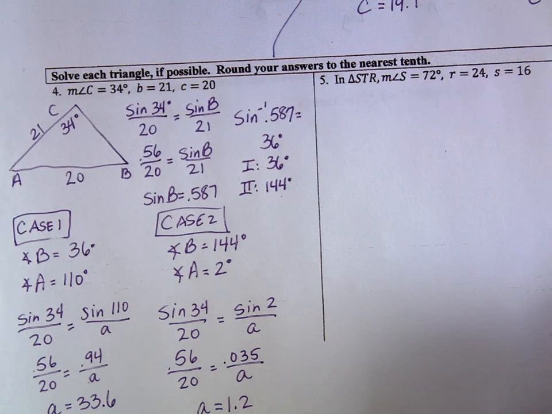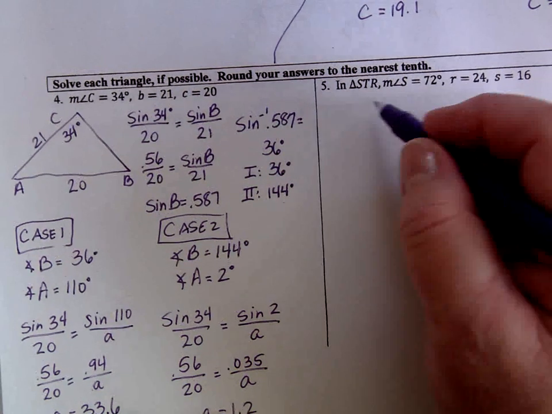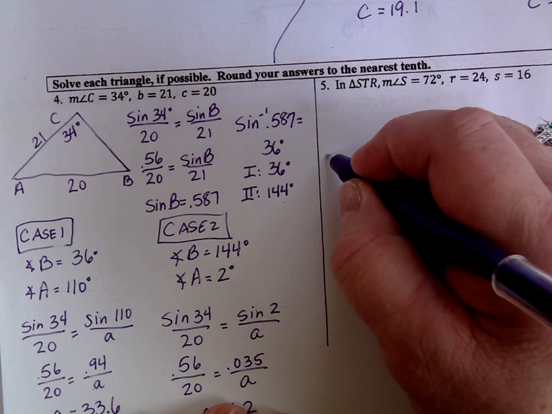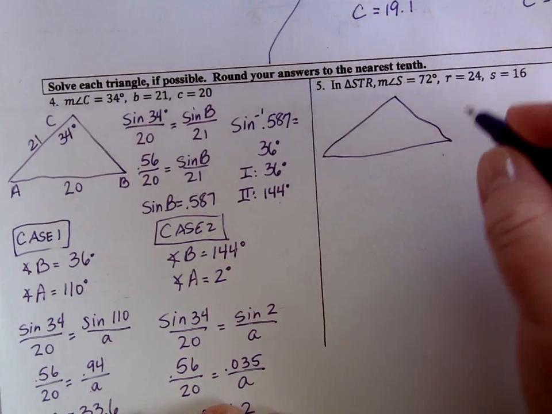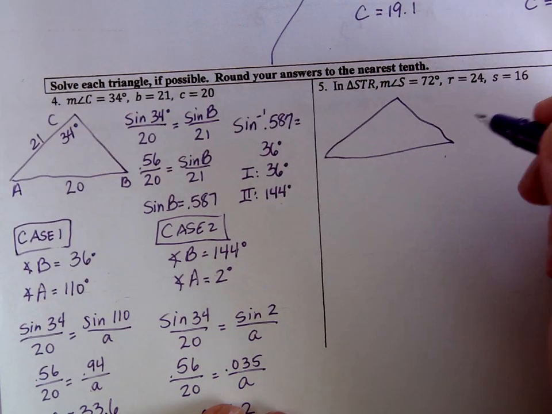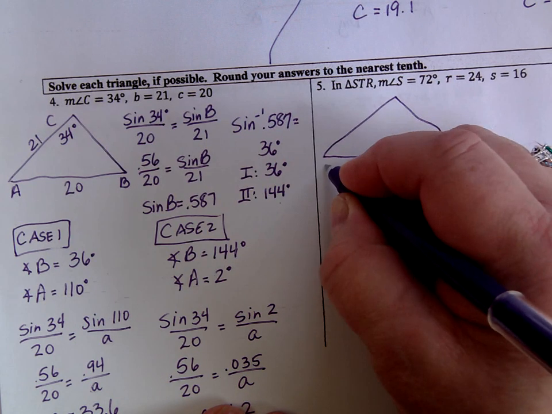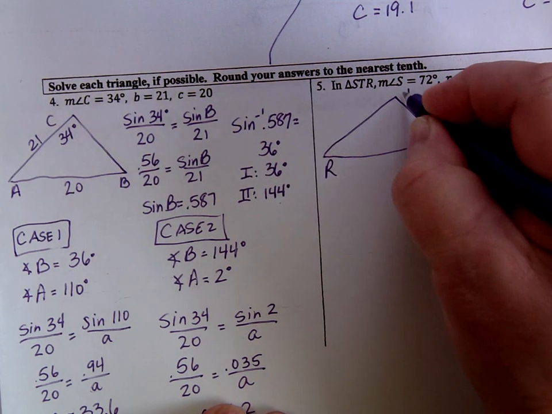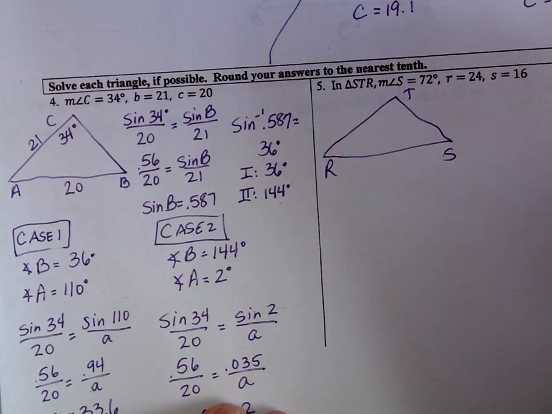Alright, so last one. Now they changed the letters on you. What do you care, right? You can call it whatever you want to call it. But if I look at this one, STR, I tend to go in alphabetical order. That makes this R, this S, this T. Does it matter? Absolutely not. Just set up a triangle with those letters.